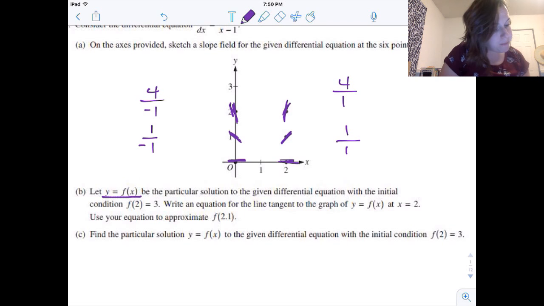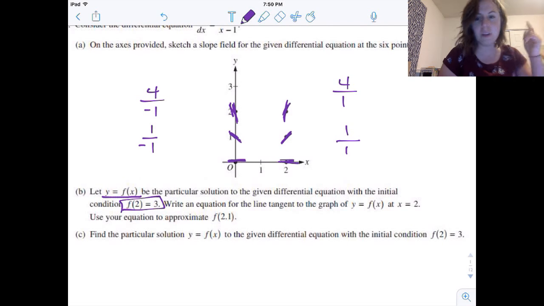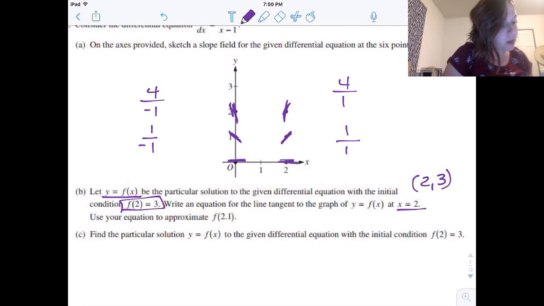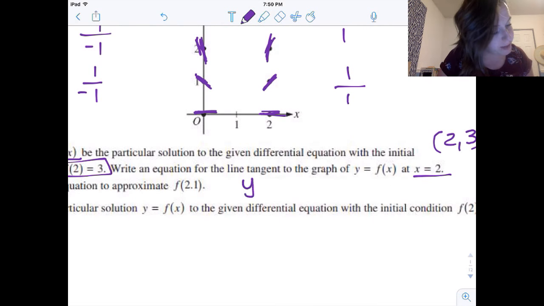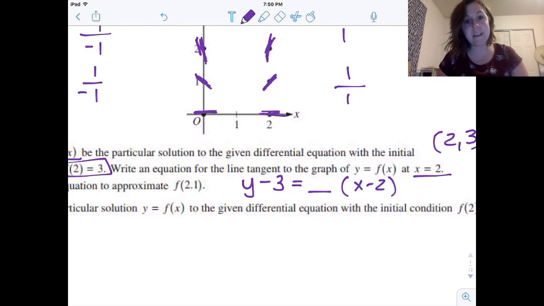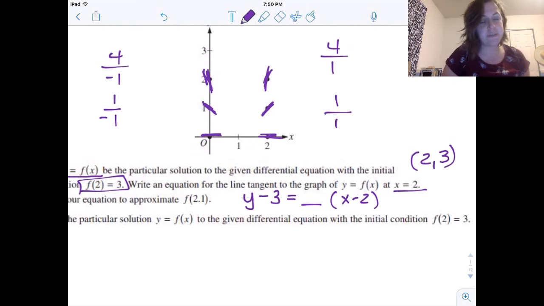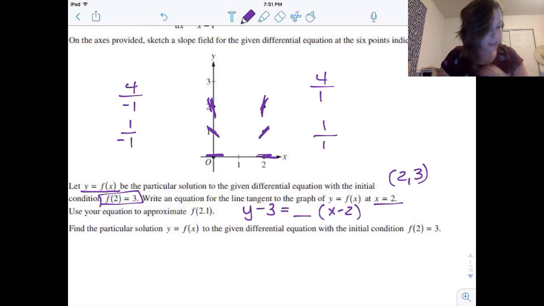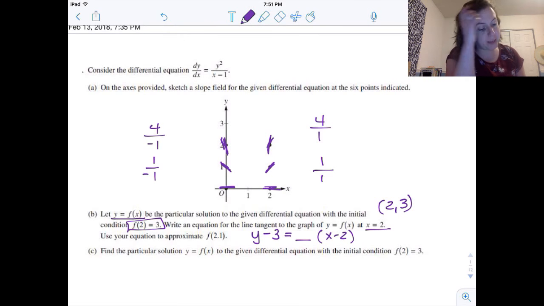I know this is my initial condition, so in your mind, kind of associate that with the point (2, 3), right? Write an equation for the tangent line at 2. So tangent line, I always want your mind to go, okay, point and slope, right? Point and slope. So my point is going to be y minus 3 equals blank times x minus 2. And my slope, again, remember, is your derivative, so your differential equation. So my derivative at x equals 2 is going to be, well, we're going to plug in the point (2, 3), right?